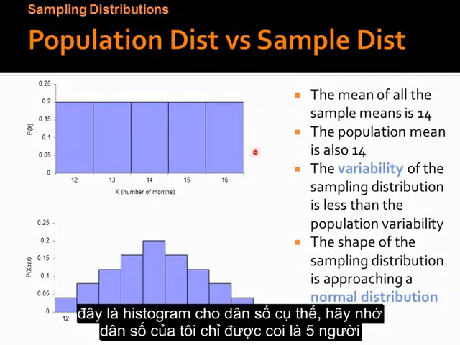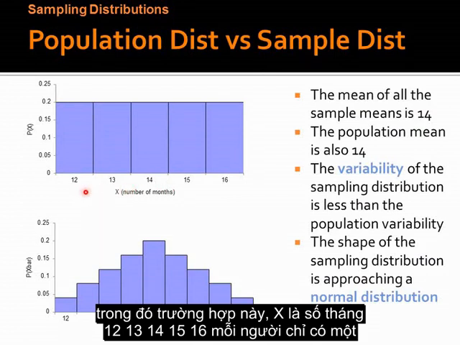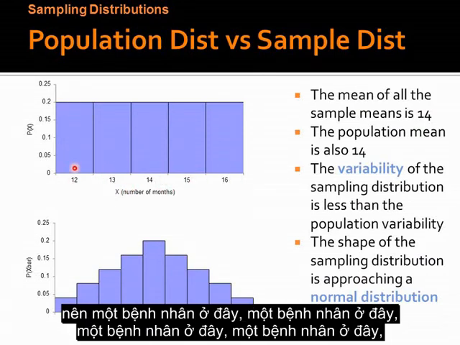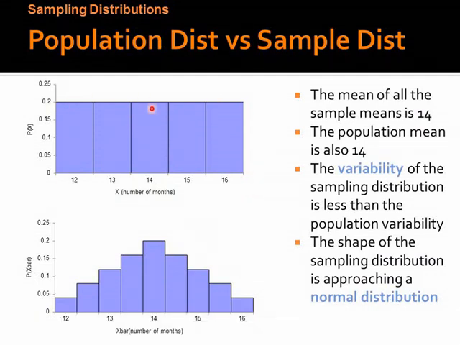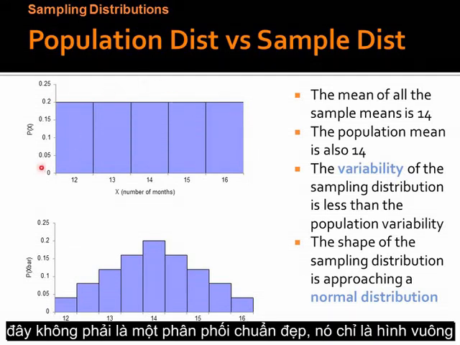This is the histogram for the particular population. Remember, my population only consisted of 5 people, where X, the number of months, was 12, 13, 14, 15, 16, and there was only 1 each. So 1 patient here, 1 patient here, 1 patient here, 1 patient here, 1 patient here. The population distribution is square-shaped. This is not a nice normal distribution, it's just square-shaped.